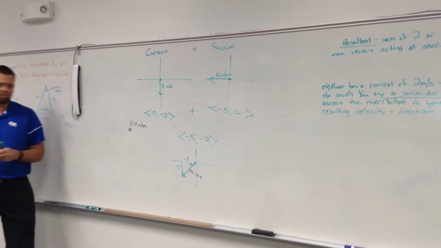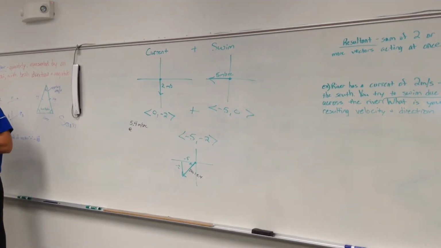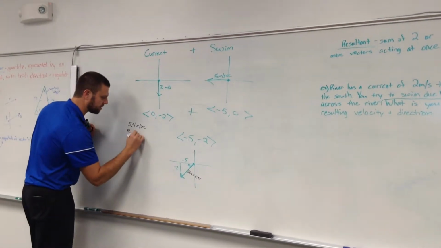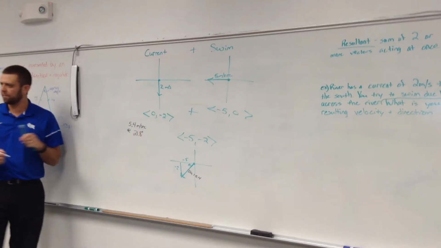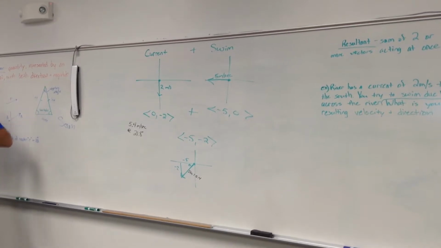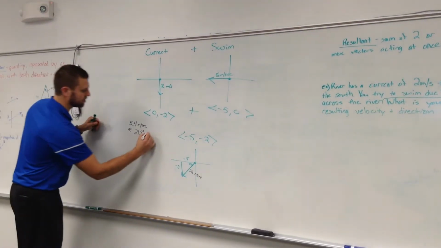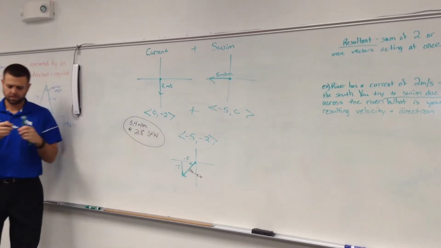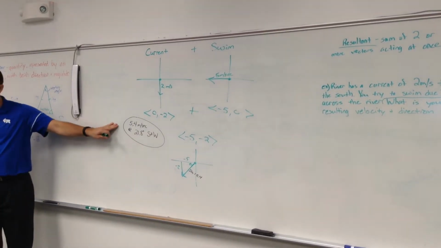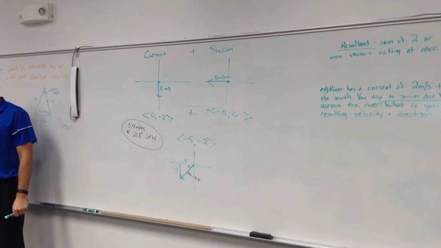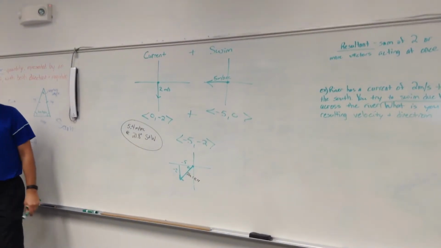At, somebody, an inverse tangent of 2 over 5. Inverse tangent, 2 over 5. 21.8 degrees. What? 21.8 degrees. South of west. Okay? So how do we know that it's southwest and not west of south?